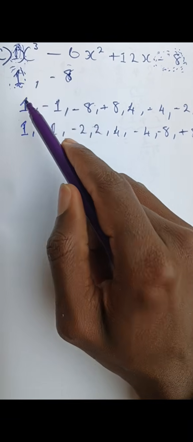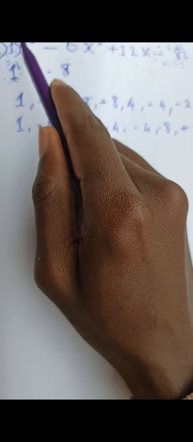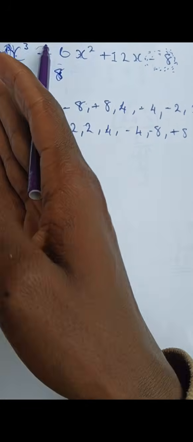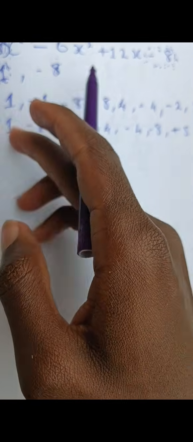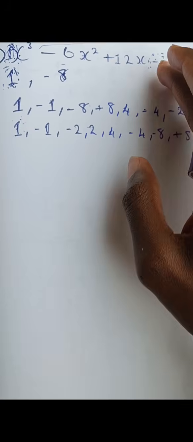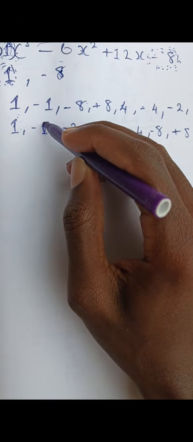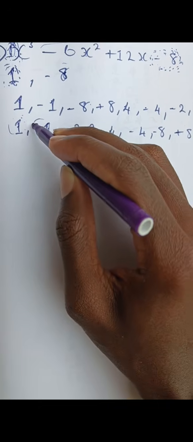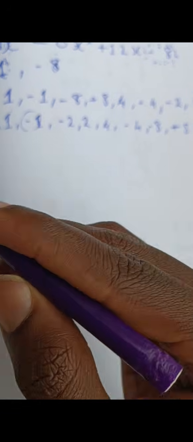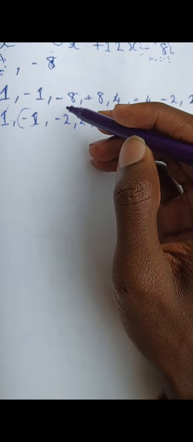Wherever there is x, you pick 1, you start with 1. You plug where there is x, you plug where there is x, you plug where there is x. Then when you simplify, if 1 is a factor, it has to give you 0 when you simplify. But if it is not, it won't give you 0. So if this doesn't give you 0, go to the next one, -1, and substitute where there is x. If it gives you 0, then it is a factor. If it doesn't give you 0, then it's not the factor.